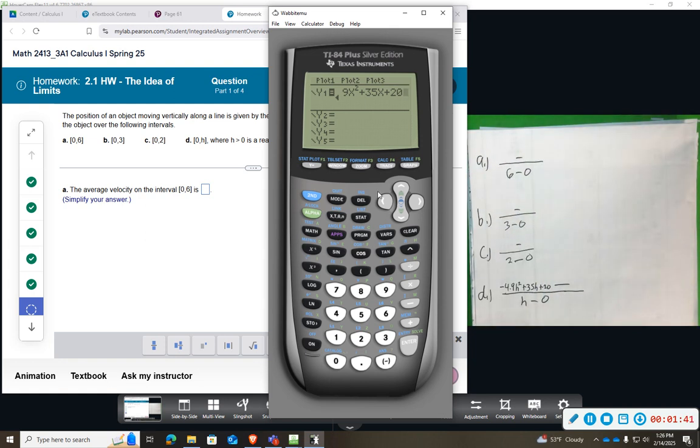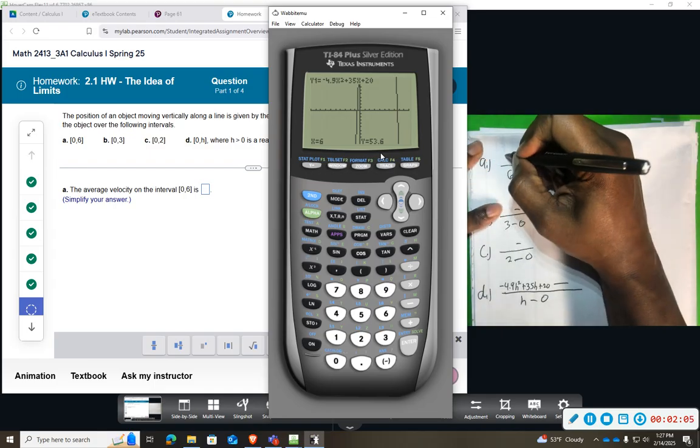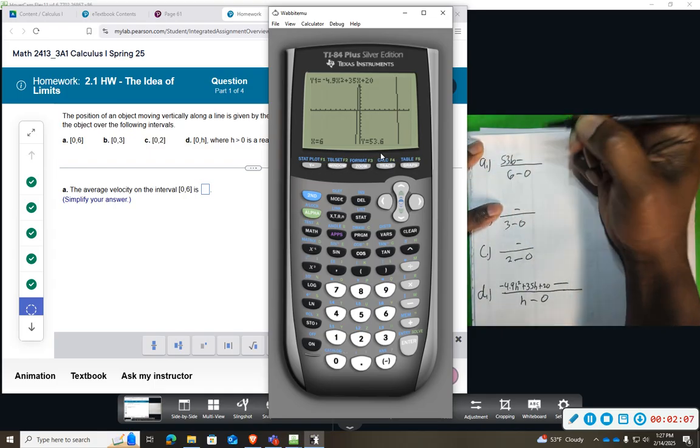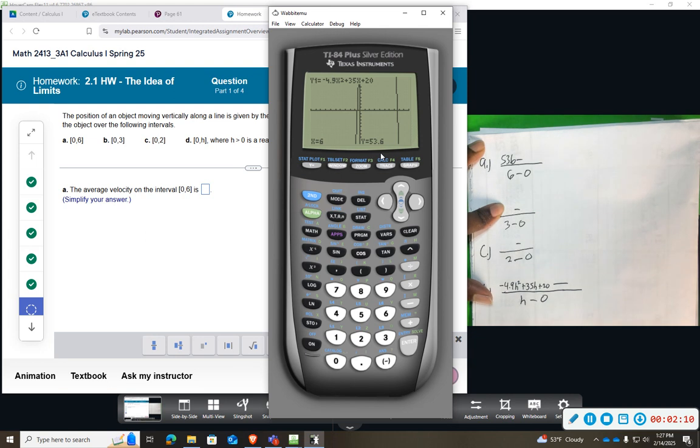Okay, so let's do that. Remember, you got to push trace. If I just start typing numbers, it'll just take me out. So if I go back to graph, hit trace, it allows me to input. And we're going to start with 6. Find that value. We get 53.6. And then when we put in 0, we get 20.